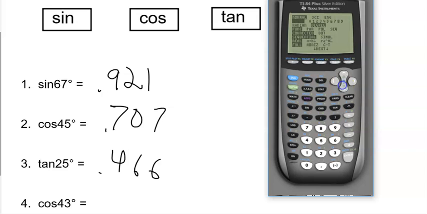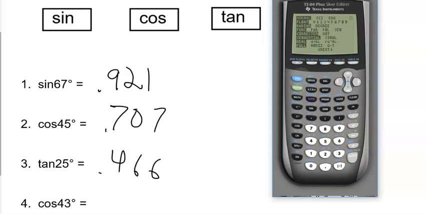Now I just want to show you what would happen if it wasn't correct. If we went to mode and it was on radians, and I did tangent of 25 again, whoops, we get a negative number. And that's a sign that probably something is wrong with our calculator. And if we do get that, we just go down and change this.